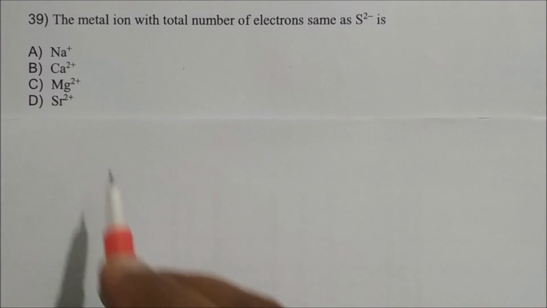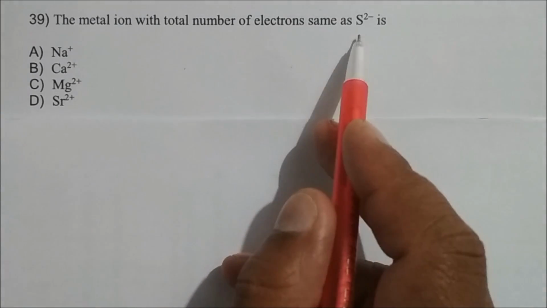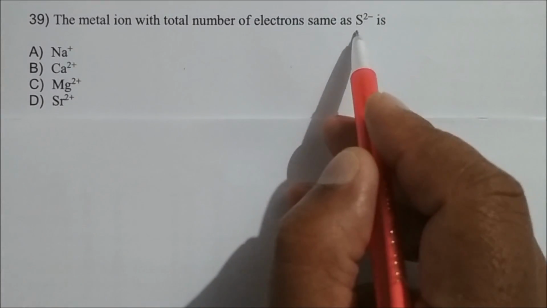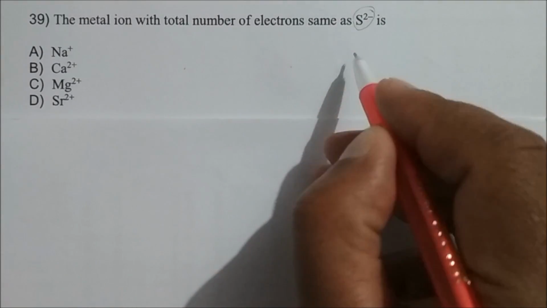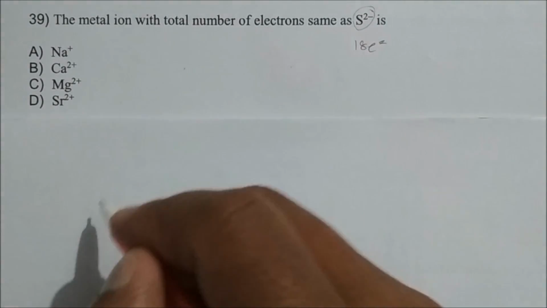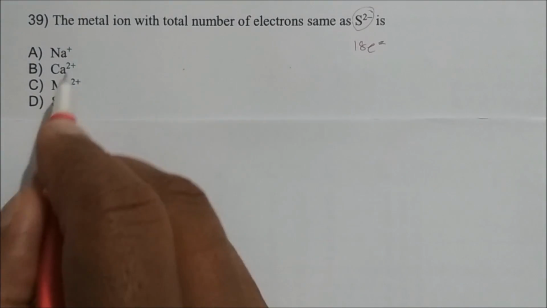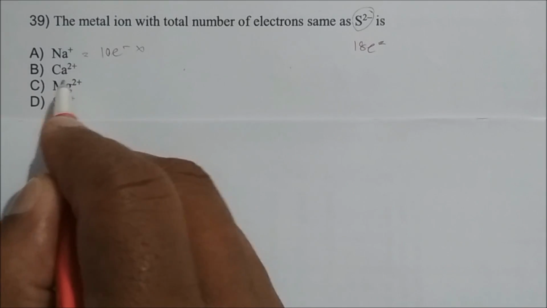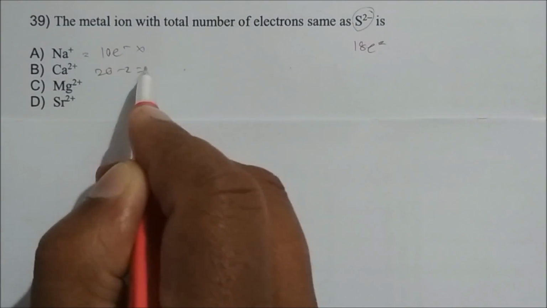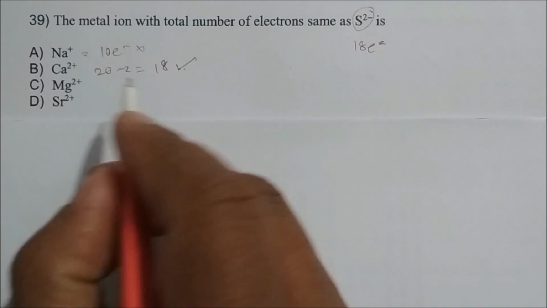Now the metal ion with the total number of electrons same as S2 minus, meaning they are asking about isoelectronic configurations. If you calculate, sulfide has 18 electrons. So we have to see which element has 18 electrons. Sodium would be 10 electrons, so wrong. This is calcium. Calcium is 20, so 20 minus 2 is 18. So this answer could be correct, 18 electrons.